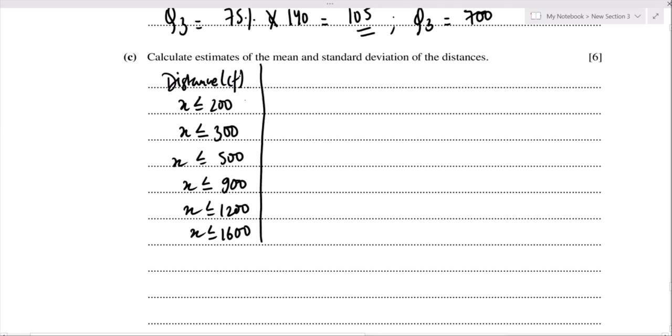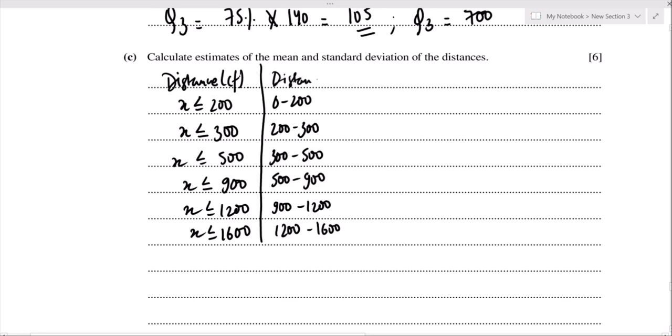Alright, if we were to write it down as the range value, that's going to be 0 to 200, 200 to 300, 300 to 500, 500 to 900, 900 to 1200, and then 1200 to 1600. So these are the distances range. All right, let's write down the mid value.